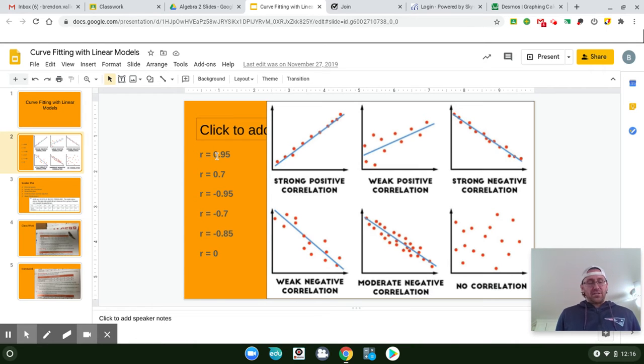This R just talks about how close the points are. The closer to 1 it is, the stronger it is. Okay, so for this one right here, that would be like 0.95. This one right here would be negative 0.95. Okay, as we get further away from 1, these numbers, like maybe a 0.7, or maybe this would be a negative 0.8, something like that.